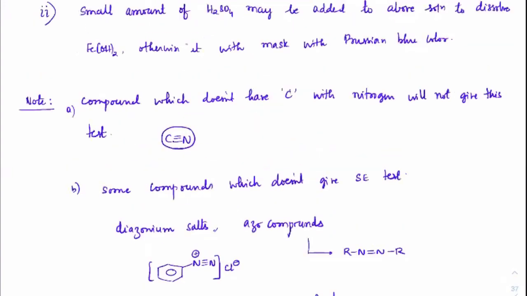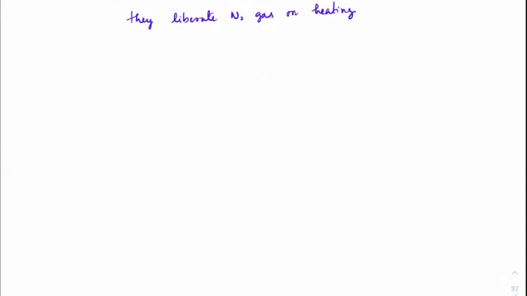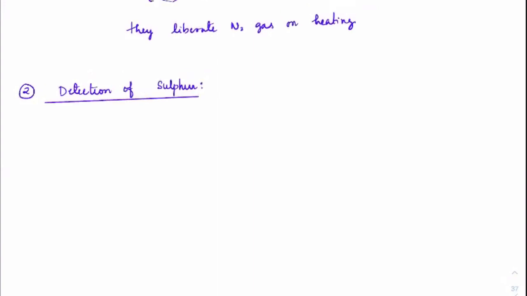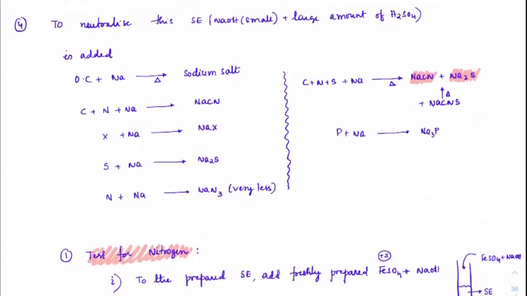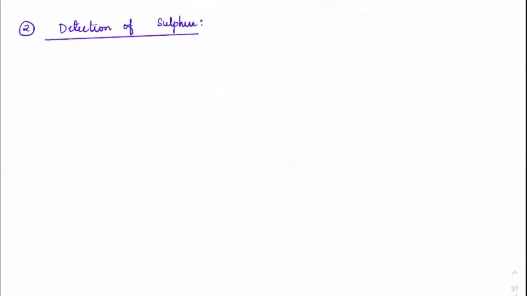Okay, I guess this is clear, everyone. So this is about sodium extract. Second, we'll see detection of sulfur. What we saw earlier was the detection of nitrogen. Now we'll see detection of sulfur. The preparation of sodium extract is the same. Till this point, everything is same. From here, we will see the test. First was the test for nitrogen. Now this is the test for sulfur.